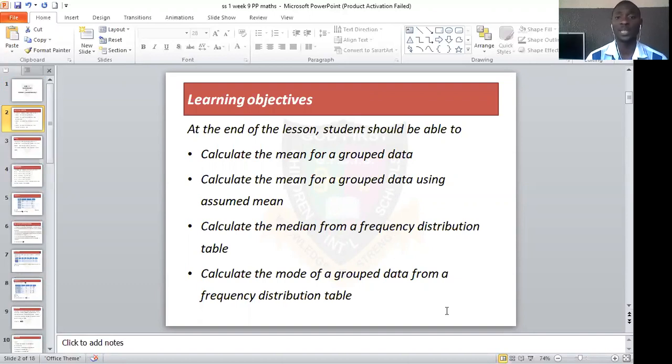Calculate the mean for grouped data using an assumed mean. There's a way you calculate the mean for grouped data with an assumed mean, which is still in the range of the data given. Also, calculate the median from a frequency distribution table. We already know how to prepare our frequency distribution table for grouped data. So we calculate the median, and also the last thing is the mode for grouped data from a frequency distribution table. So first, to start with the mean.